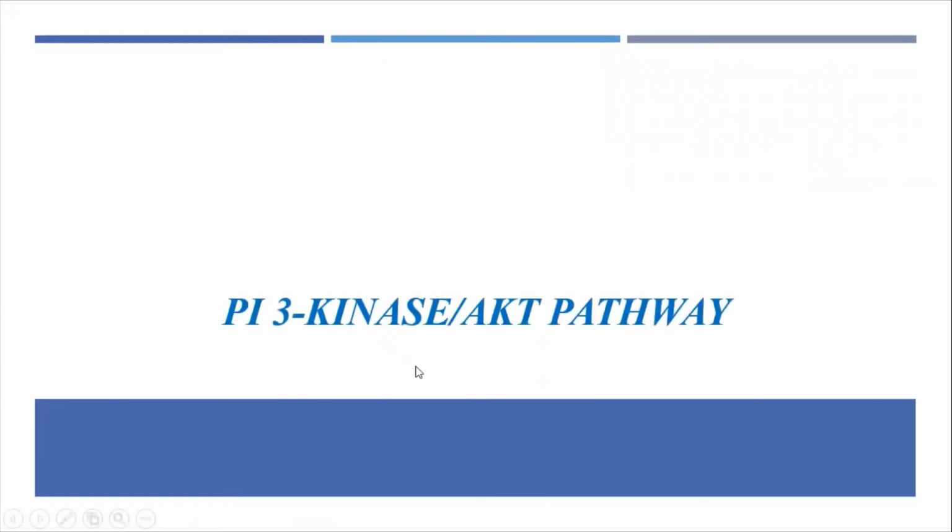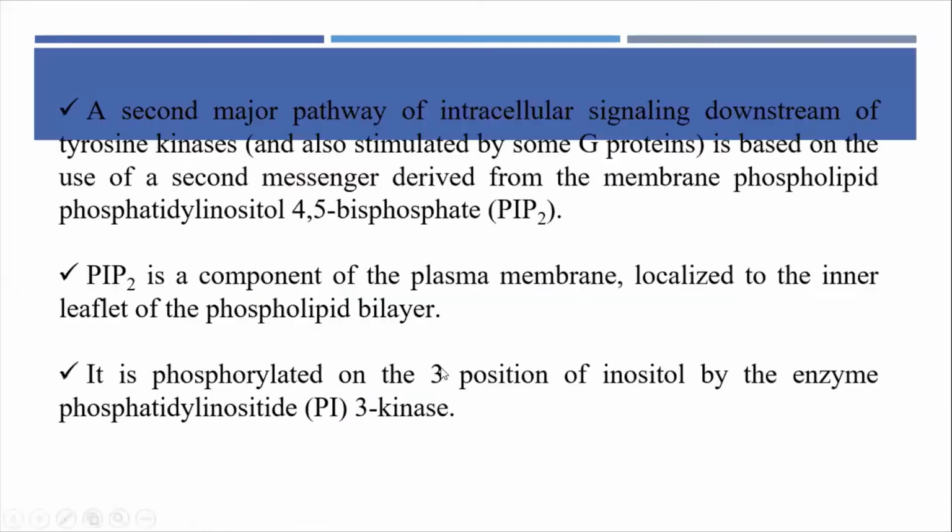Now the other pathway. So till now we have discussed GPCR, tyrosine kinase, and the MAP kinase pathway. This is your PI3 kinase or AKT pathway. It is the second major pathway of intracellular signaling downstream of tyrosine kinase. It is also stimulated by some G proteins, based on the use of the secondary messenger, which is derived from the membrane phospholipid phosphatidylinositol 4,5-bisphosphate, so PIP2.